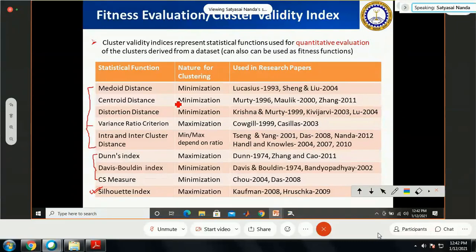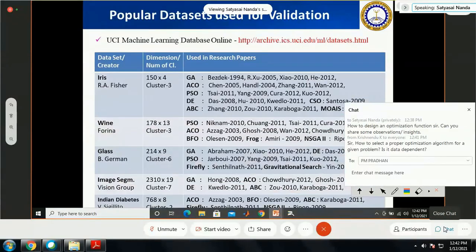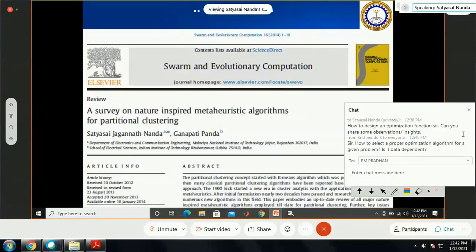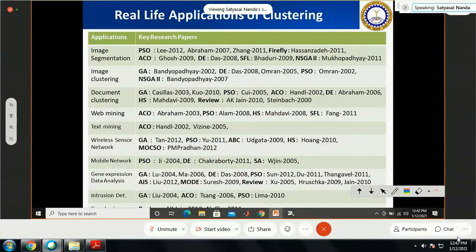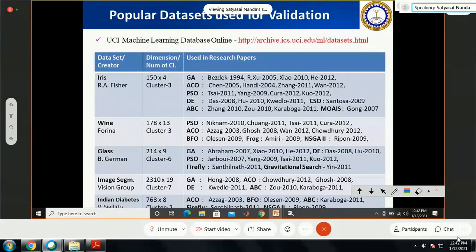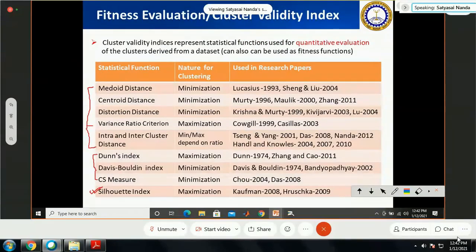All these references I have given are already there in this particular review paper, and you can either follow this review paper or directly follow the original author's paper, so that you can determine the fitness evaluation and the cluster validity index, which are the functions to be optimized, maximized, or minimized. I hope that helps. Are there any more queries?